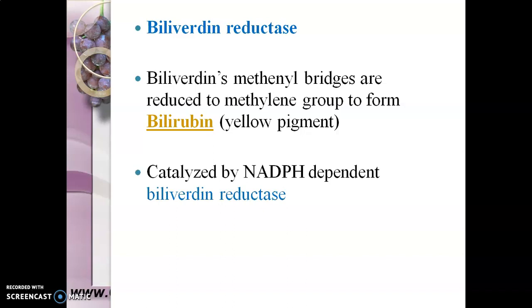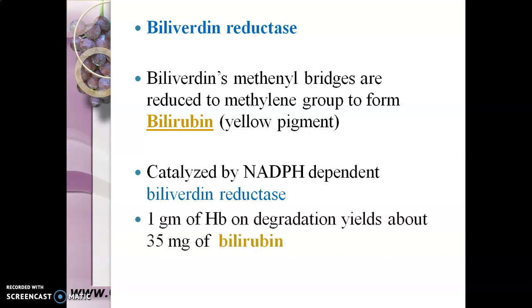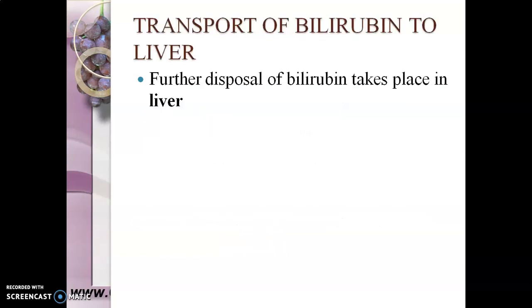One gram of hemoglobin on degradation yields 35 milligram of bilirubin. In the starting of this class, I told you 6 gram of hemoglobin is degraded per day. So around 250 milligram of bilirubin is formed per day by the degradation of hemoglobin. Whatever bilirubin is released enters the plasma complexed with albumin, and finally it is transported to the liver. Further disposal of bilirubin takes place in the liver.